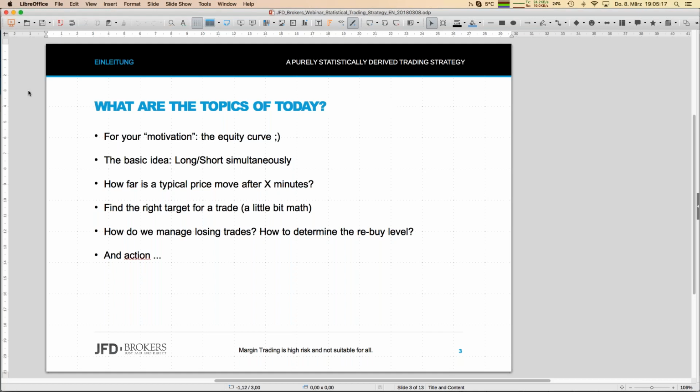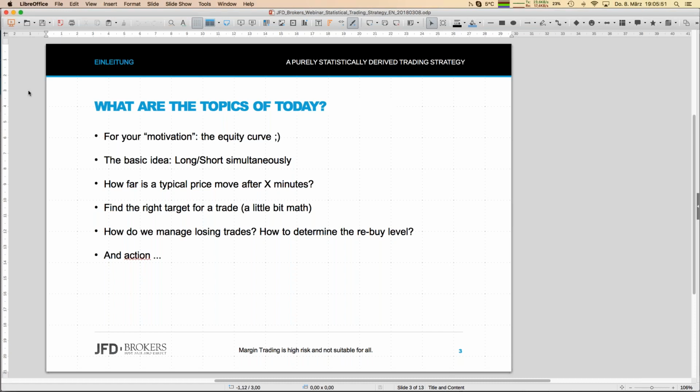So the basic idea has to be pointed out a little bit more in detail, and in principle that is already said. Now, it's a long-short simultaneously strategy. So indeed, we open two trades for one underlying, one long and one short trade, and we will manage those trades independently. And what sounds weird, that you do something like that, long short at the same time, you will see it will be profitable in this case.